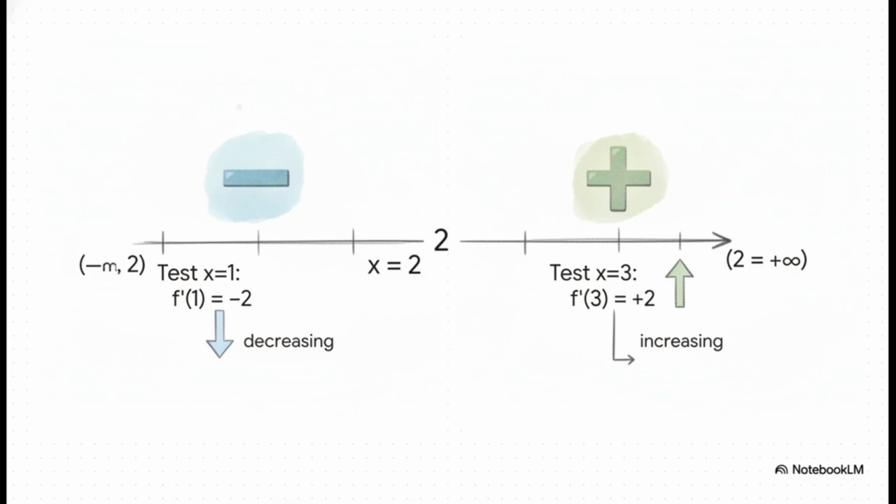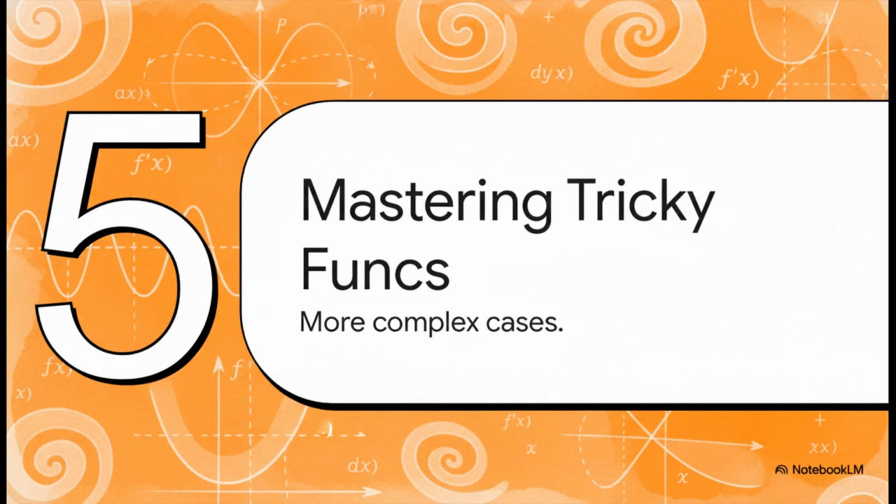And now for the final step, the moment of truth. We check the signs on either side of 2. Let's pick an easy number to the left, like x equals 1. Plug it into our derivative, f prime, and we get negative 2. Negative sign means our function is decreasing. Now let's try a number to the right, say x equals 3. Plug that in, and we get plus 2. Positive sign means the function is increasing. Done. Case closed.